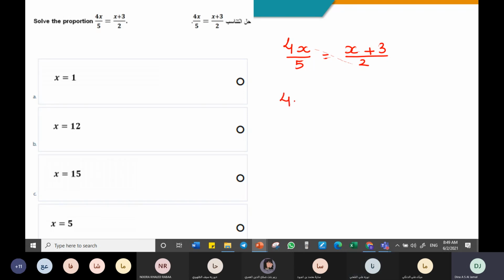So 4x multiplied by 2 is equal to x plus 3 multiplied by 5. How can I write this? Can I write it like this?